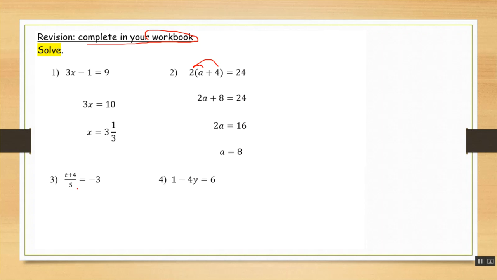Question 3, this 5 gets multiplied over here. So we get minus 3 times 5 is minus 15. Take away 4, t equals minus 19. For the last one, minus 1 from both sides. Then minus 4y equals 5 and divide by minus 4. These are the skills you need for today.